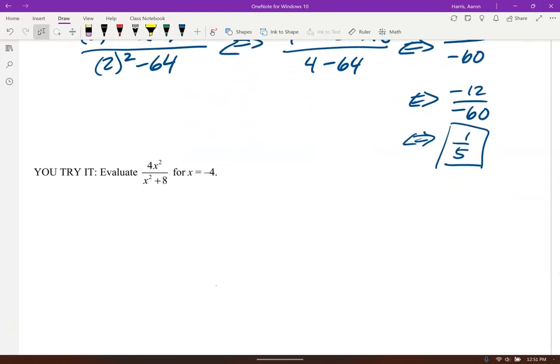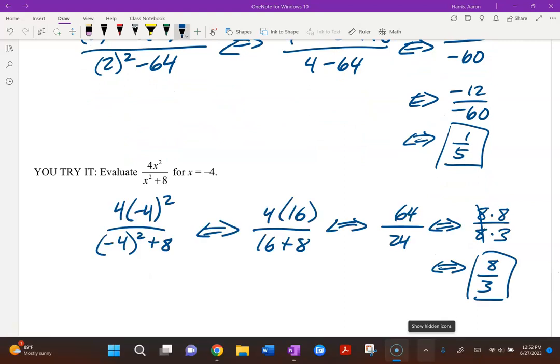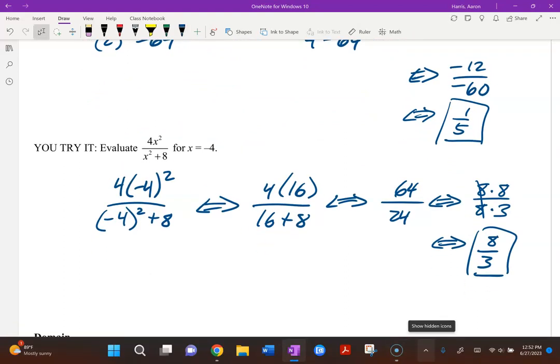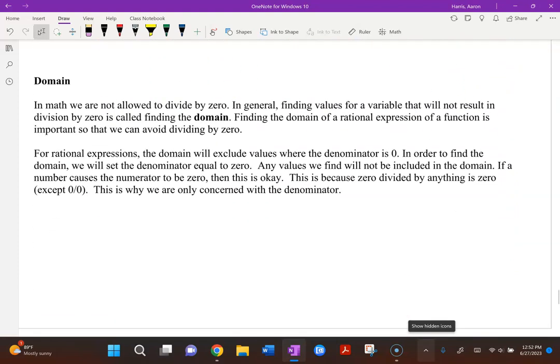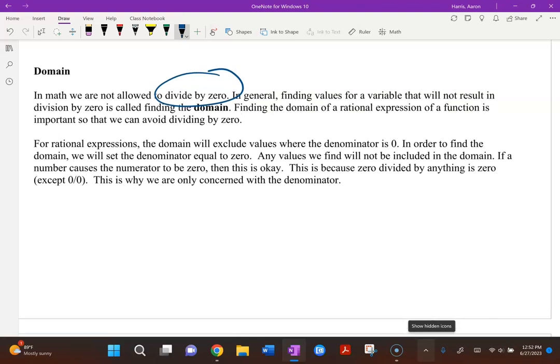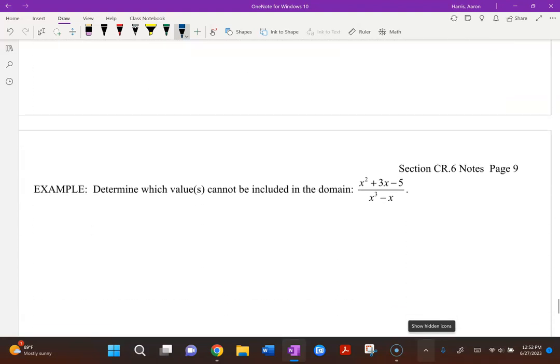You guys can go ahead and try that one. You should end up with 8/3 on that when you plug negative 4 in. And let's finally talk about domain. When we're looking at specifically rational expressions, remember we can't divide by 0. So when you're doing rational expression domains, you always want to think about what makes this 0. So what cannot be included in the domain?